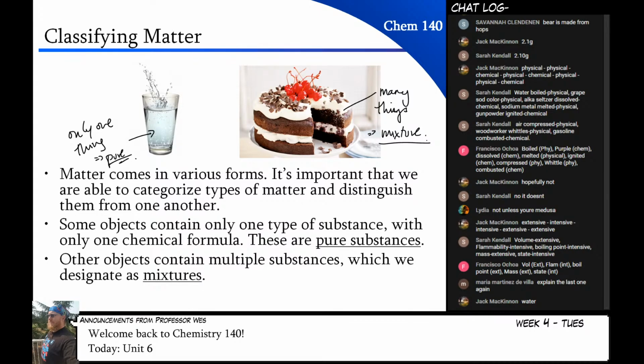Now, this is obviously not a perfect way to discriminate one substance from another, because you could end up in a situation where, say, like ice water. Is ice water pure or a mixture? By our definition, that would be pure, because it's got H2O as a solid and H2O as a liquid, but only one type of compound.